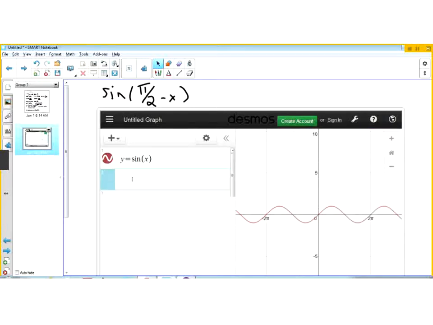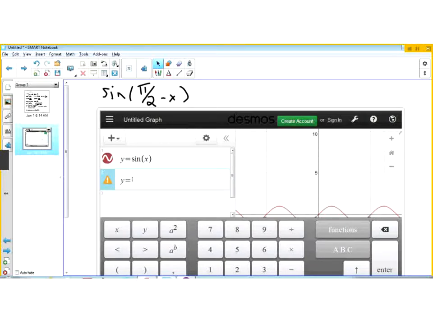And then how about we graph y equals cosine x? Okay, and so that's shown in blue. Now, somebody mentioned last class, should the sine of negative x equal cosine x? Well, let's see what the sine of negative x looks like.